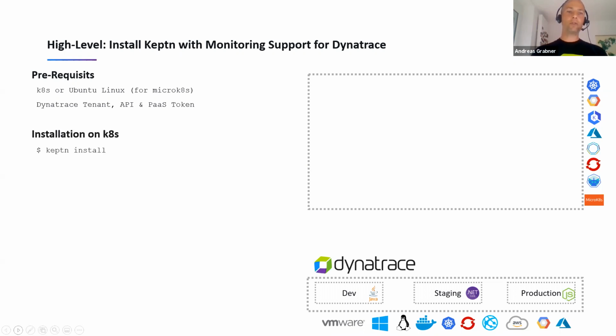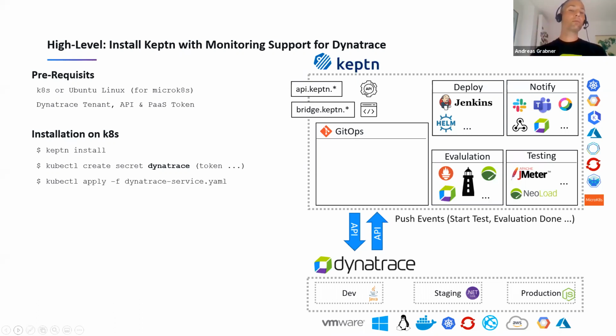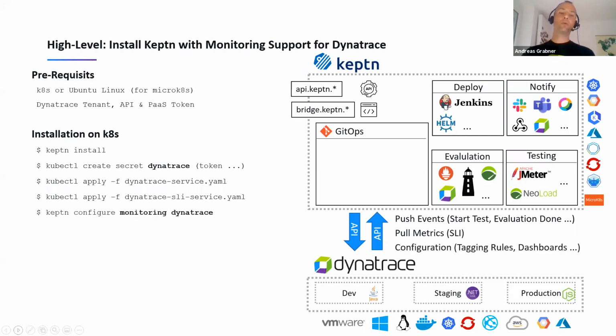Now, at a high level, we're going to install Keptn, which will install a lot of cool things in your Kubernetes cluster. Then we are going to create a secret where we store the Dynatrace credentials so that later on the integration between Keptn and Dynatrace can actually talk with each other, these two tools. There's two services: the Dynatrace service and the Dynatrace SLI service. One is there to make configuration changes and pushing events. The SLI service is there to pull data.